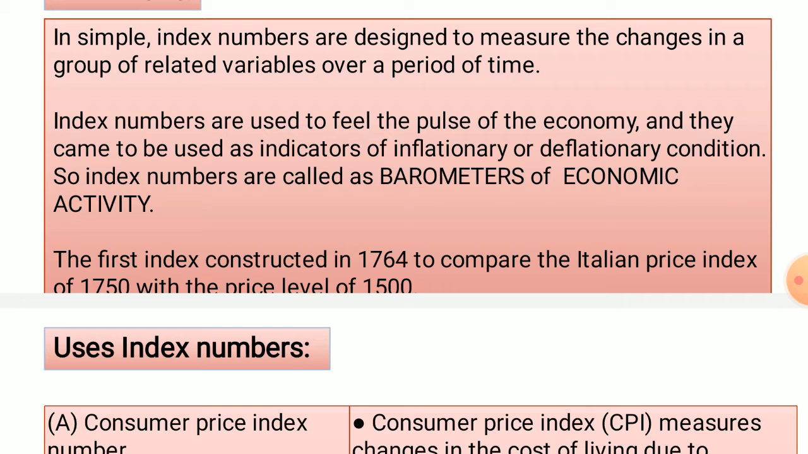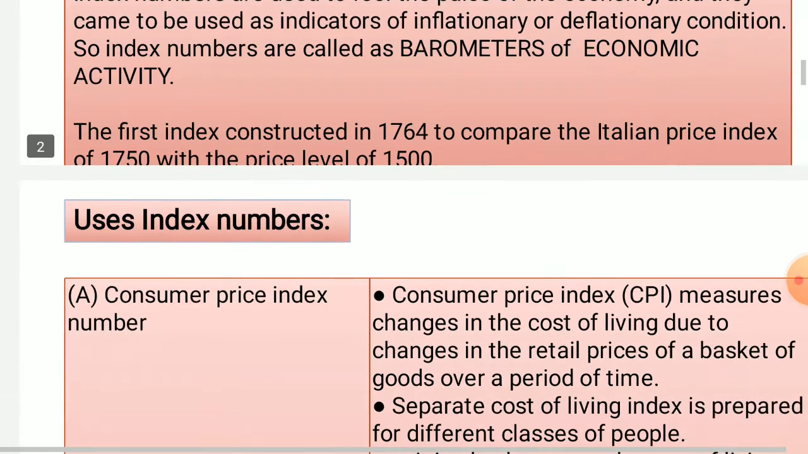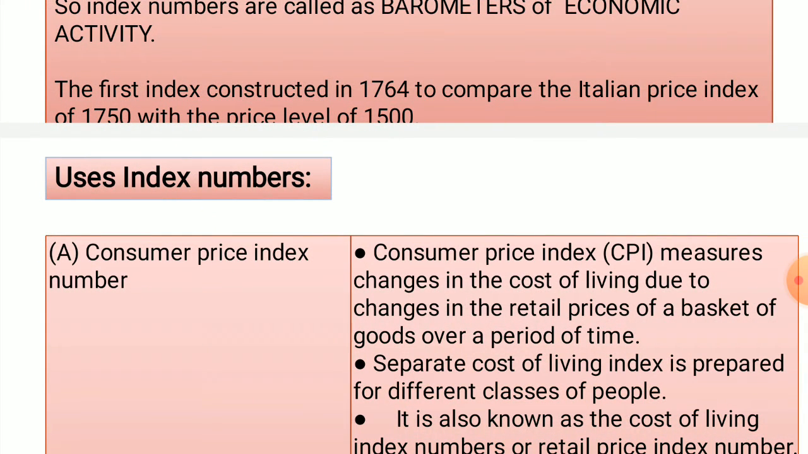So index numbers are called barometers of economic activity because these index numbers indicate the inflationary or deflationary condition of the situations. And here we want one figure to indicate the changes of different commodities as a whole. This is called an index number. So if we want one figure to indicate the changes of different commodities as a whole, that one figure is called an index number. An index number is a number which indicates the changes in magnitude.